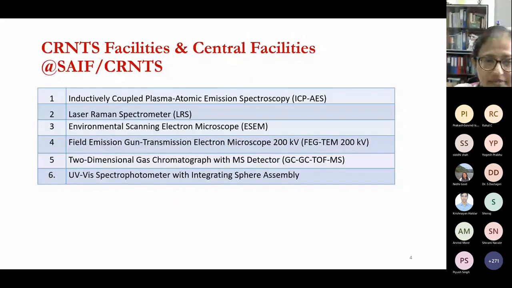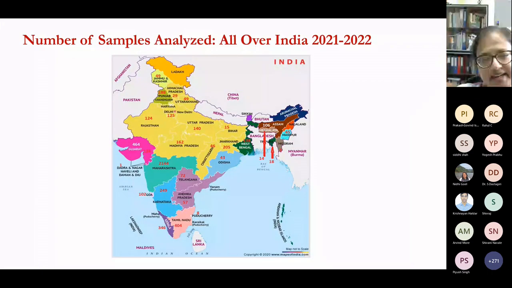So these are some of the central facilities we have in SAIF CRNTS: ICP-AES, laser Raman spectrometer, environmental scanning electron microscope 200 kV, and also the field emission gun transmission electron microscope 200 kV. We also have a 2D gas chromatograph with MS detector, and the UV-Vis spectrophotometer with integrating sphere assembly. This is showing the samples received from various parts of India and some of the neighboring countries also.